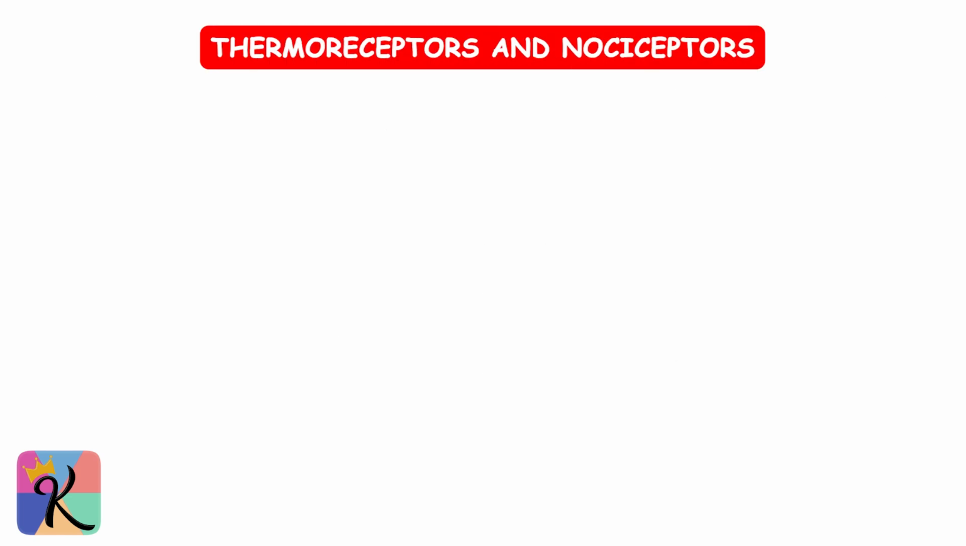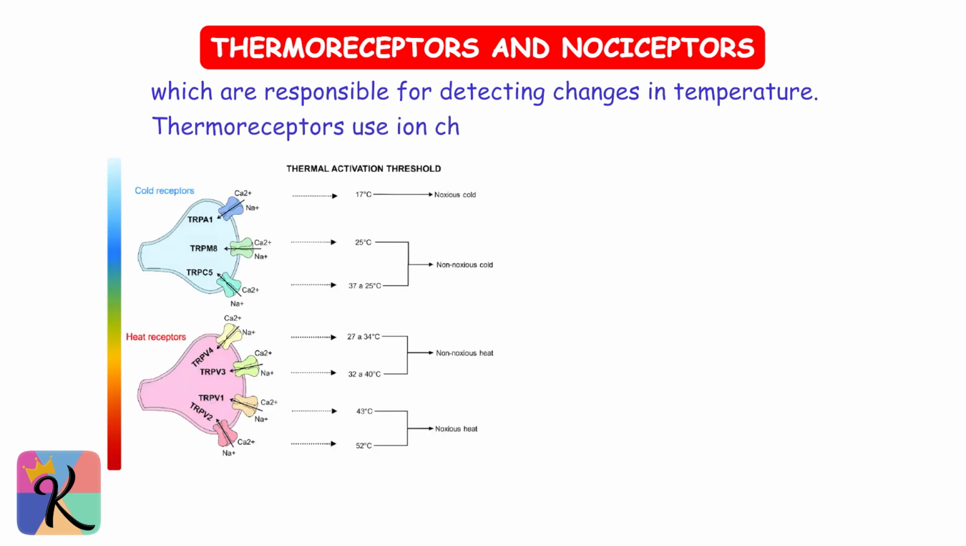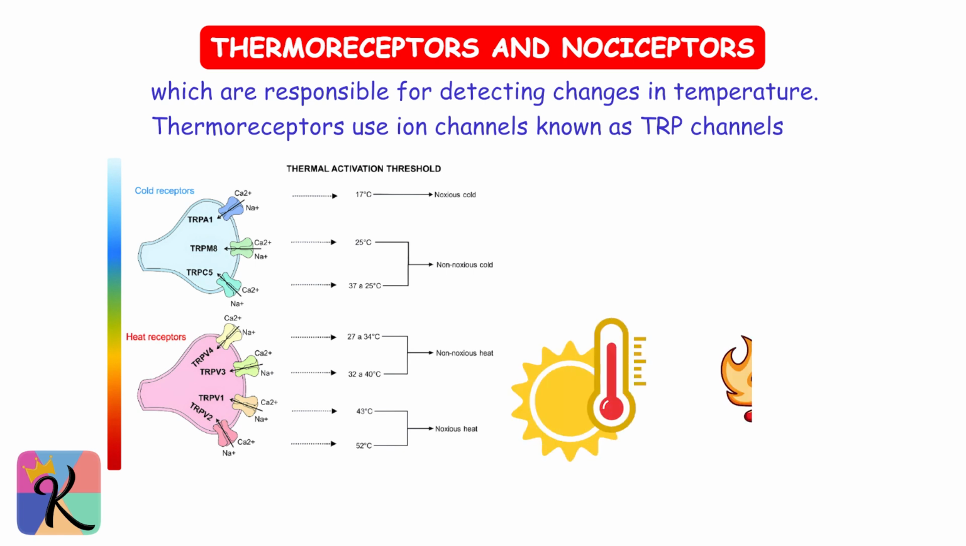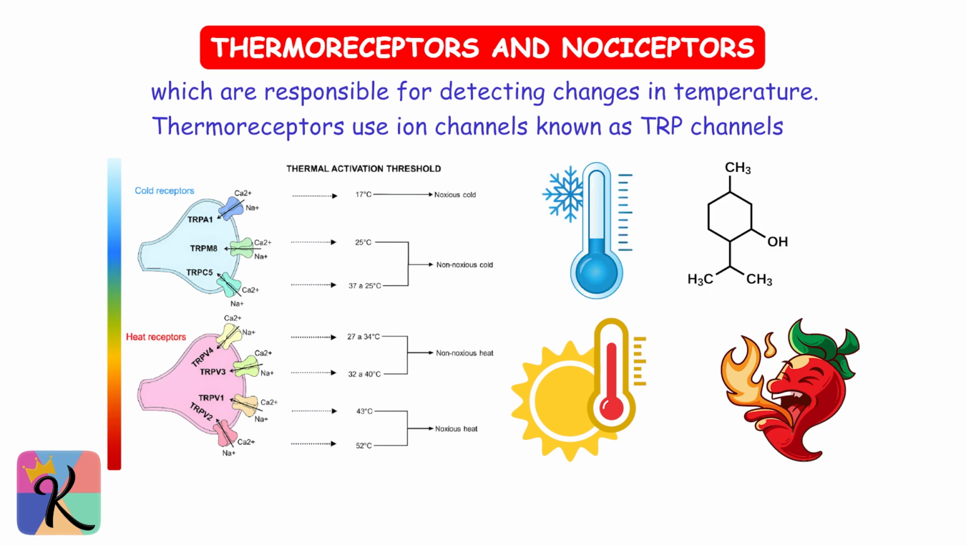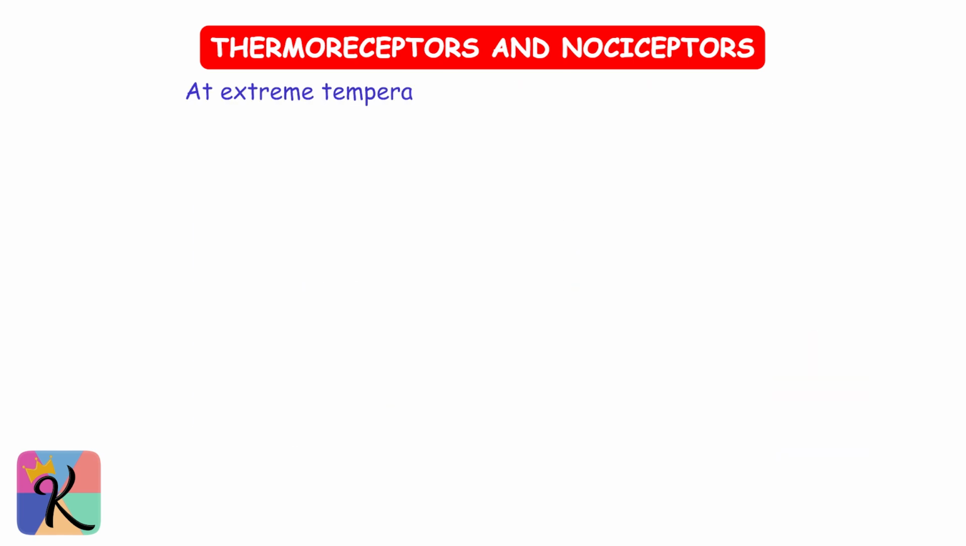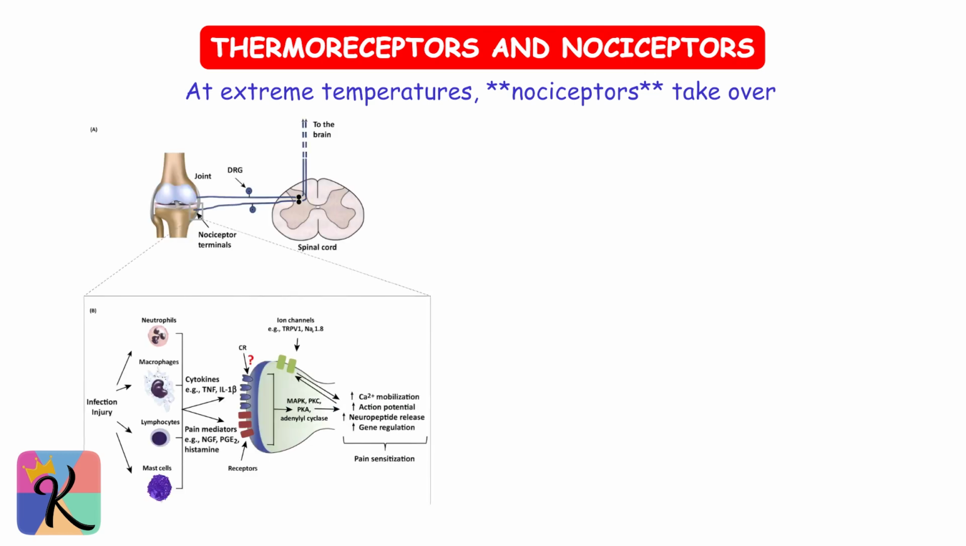Next, we have thermoreceptors, which are responsible for detecting changes in temperature. Thermoreceptors use ion channels known as TRP channels. For example, TRPV channels get activated by heat and spicy food, while TRPM8 channels respond to cold and compounds like menthol. At extreme temperatures, nociceptors take over. Nociceptors respond to potentially damaging stimuli and trigger pain signals as a protective mechanism.